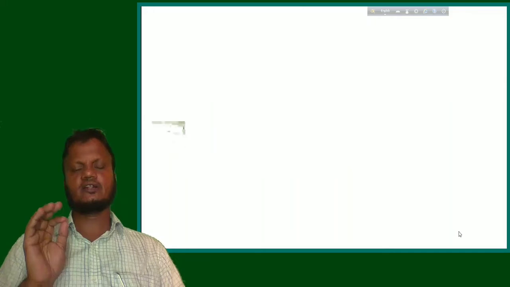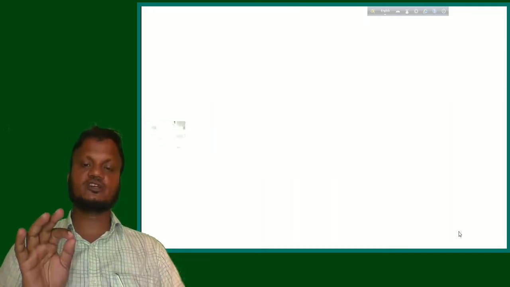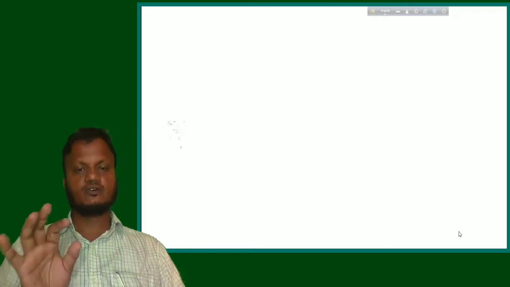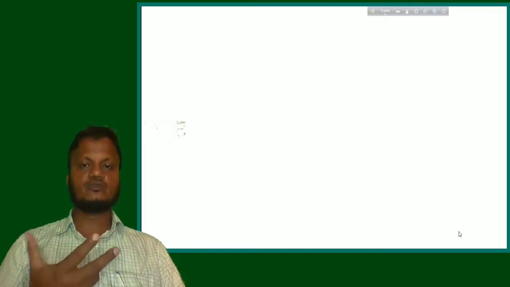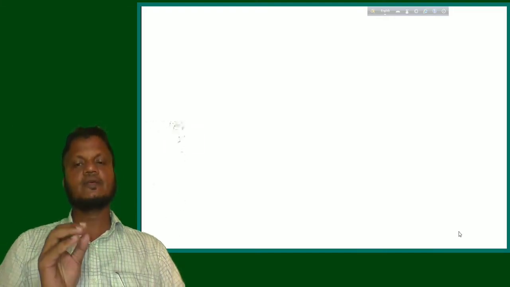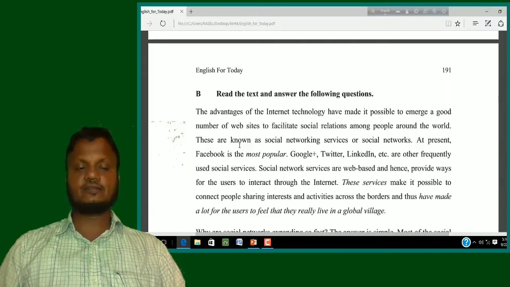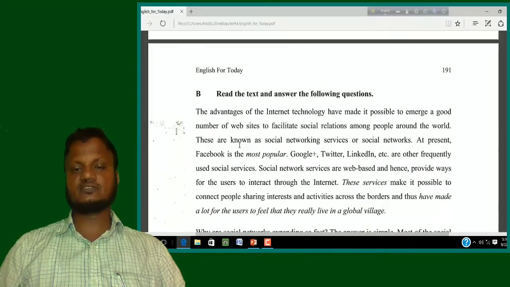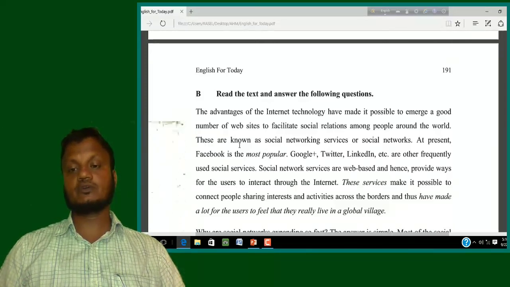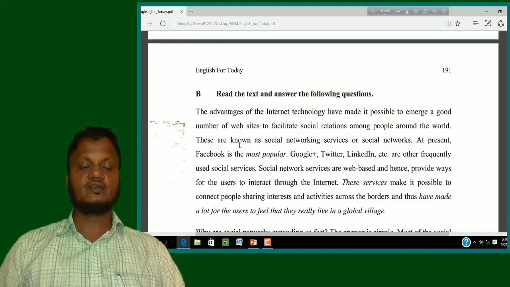Okay, dear learners, you have already got some information about social networking services. Now we are going to read out the passage, then you will get more information about the passage, then I shall give you some work to do. The advantages of the internet technology have made it possible to emerge a good number of websites to facilitate social relations among people around the world.